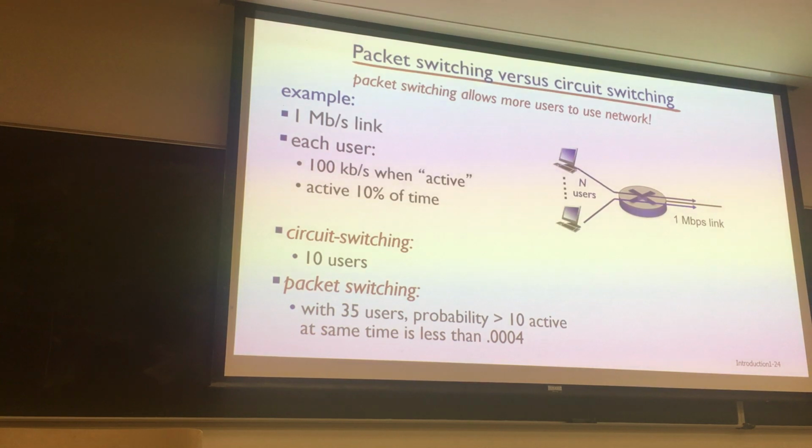If you do a simple division, you divide this link over these users. Each user needs to have a guarantee of 100 kilobits per second. Then that means you can only support 10 users. Right? If you have more than 10 users, you cannot divide that frequency or time into more than 10 pieces. However, if you use packet switching, you can support up to 35 users. The reason for that is there's no magic around. It's because these users are not active all the time. They're active only 10% of the time. So in that case, the chance of actually getting more than 10 active users at any given time is less than 0.004%. That means the chance of congestion is very, very low even if you allow 35 simultaneous users on your link.